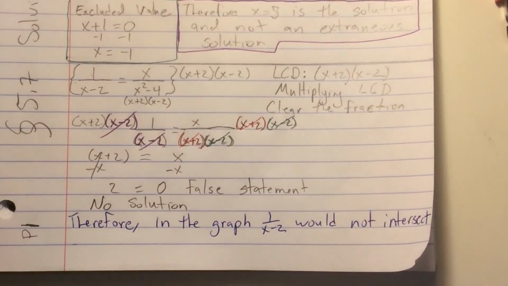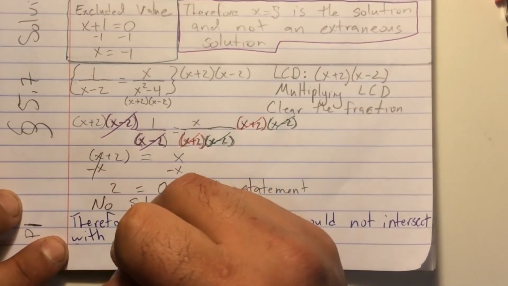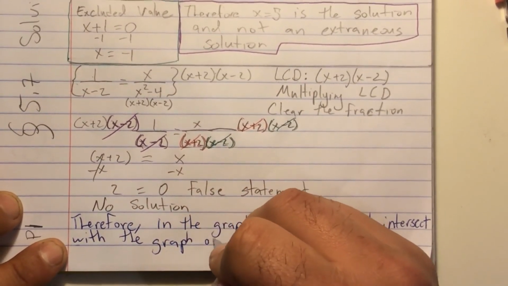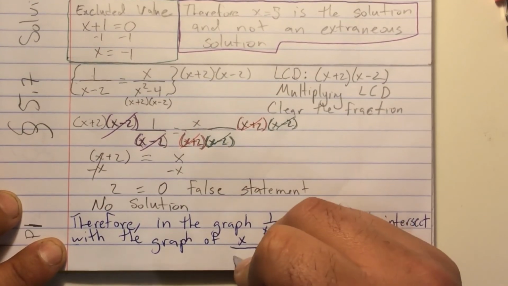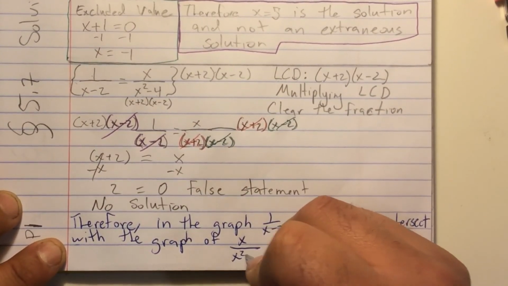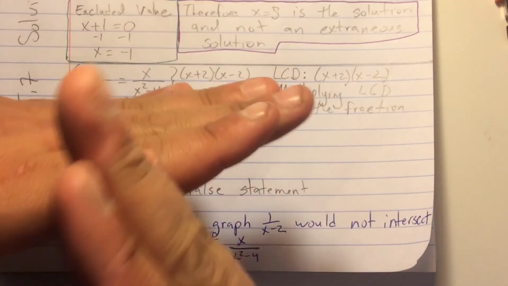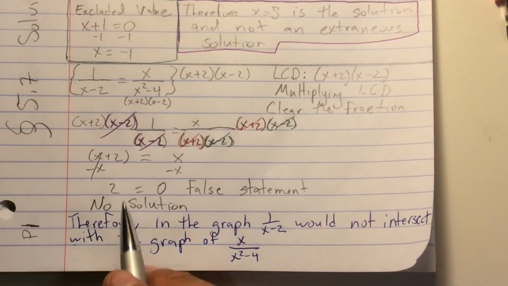Intersect with the graph of x over x squared minus 4. That means their graphs will never intersect. They will never actually cross. That's why there's no solution for this one. So this is very important.